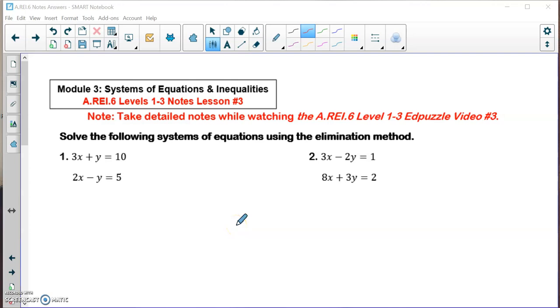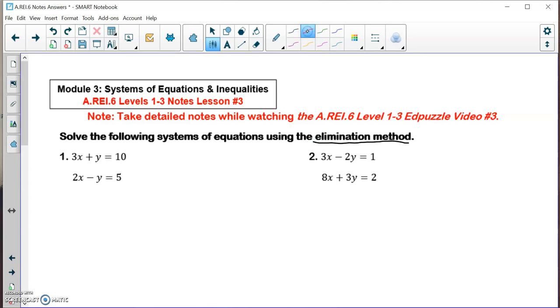Okay, so we have reached the final method of solving systems of equations, and this is called the elimination method. The goal of the elimination method is when we add the two equations together, we eliminate a variable. So what we need to happen is we need to have one variable in both equations to have opposite coefficients.